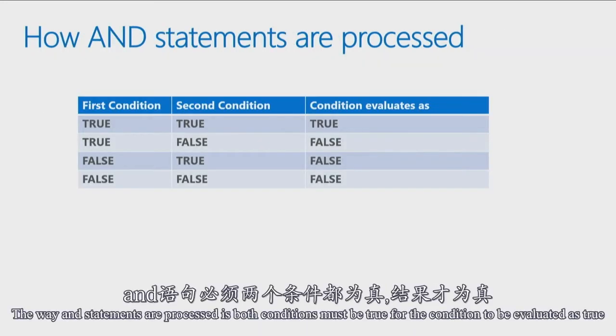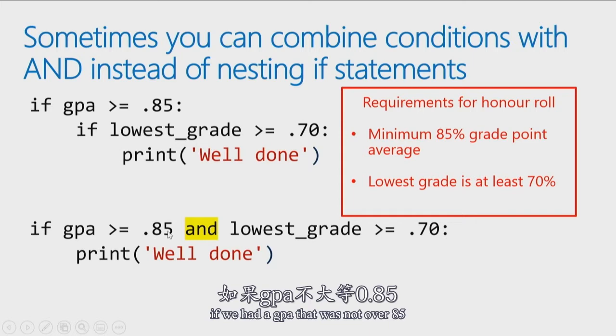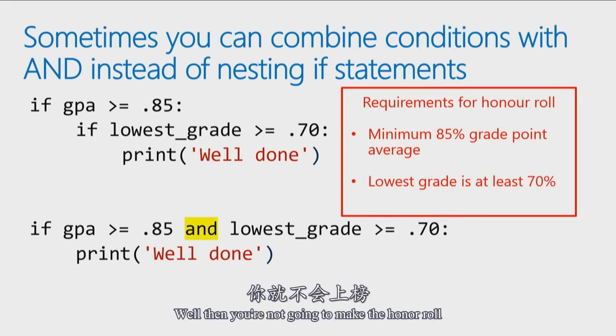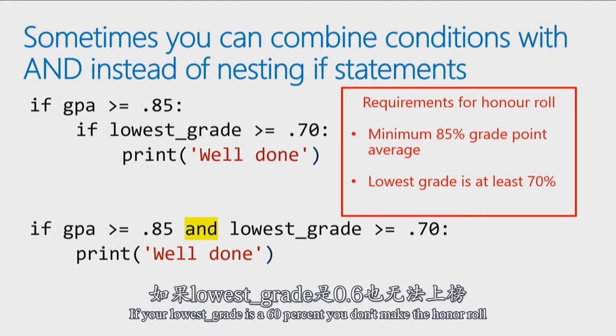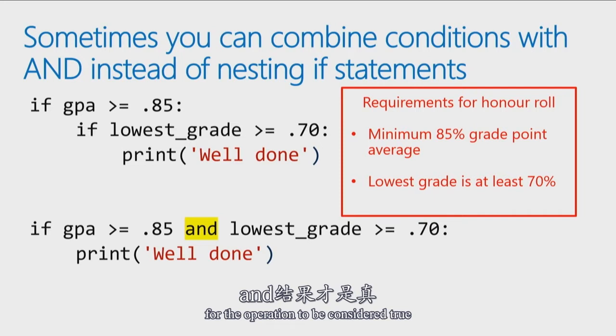The way and statements are processed is both conditions must be true for the condition to be evaluated as true. So if we go back to this, if we had a GPA that was not over 85, let's say your GPA was 70%, well, then you are not going to make the honor roll. If your lowest grade is a 60%, you don't make the honor roll. So having one or the other isn't good enough. Both conditions have to be met for the operation to be considered true and the statement print well done to execute.